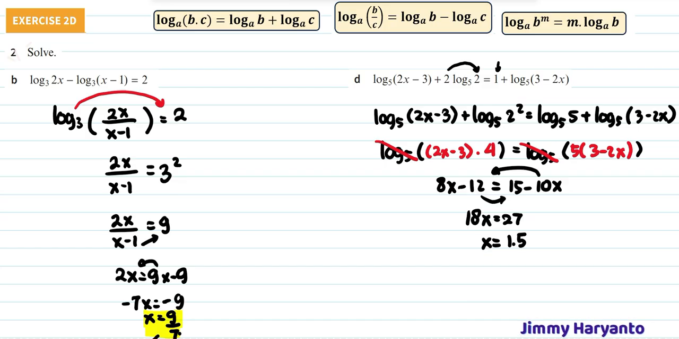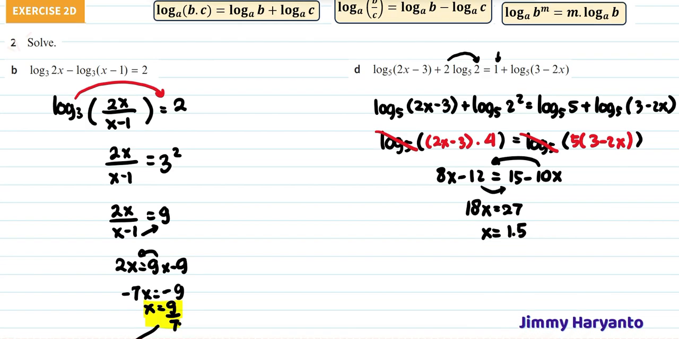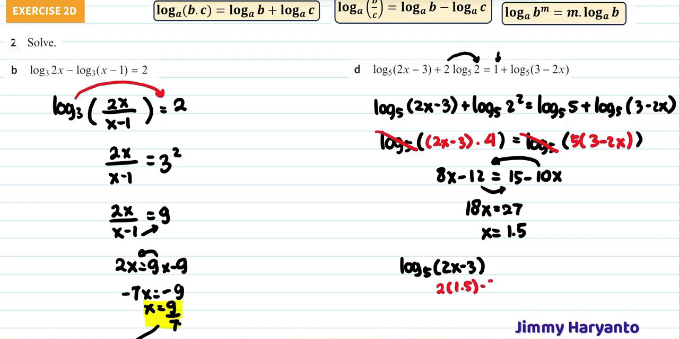And then you'll move the 10, 18x, you'll move the 12, it's 27, x equals 1.5. And then let's check the answers in the question. 2x minus 3: when I check it, 2 times 1.5 minus 3 is equal to 0. Equal to 0 is forbidden. That means you have to reject this one, and that also means there is no solution for this question.